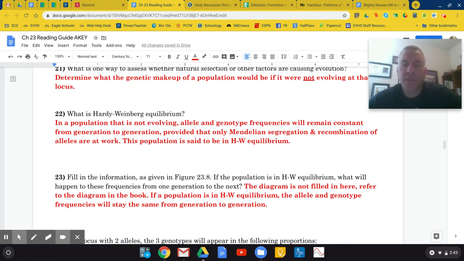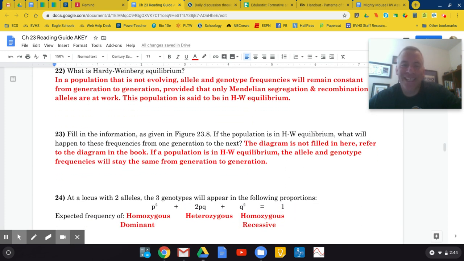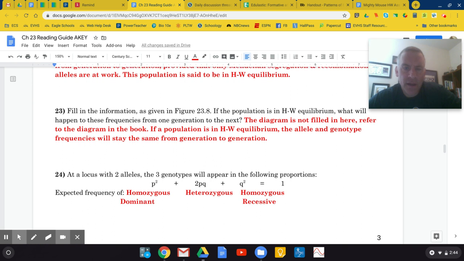So it's a population that's not evolving. Allele and genotype frequencies will remain constant from generation to generation, providing that only Mendelian segregation of alleles and recombination of those alleles are at work. That population is in Hardy-Weinberg equilibrium. Let's see. I didn't fill in the diagram in 23, as again, that was just pulling information from the internet, from your textbook.